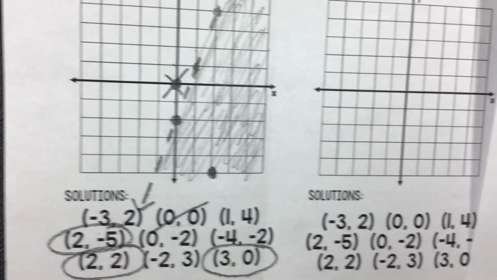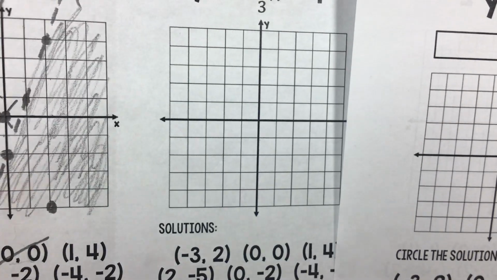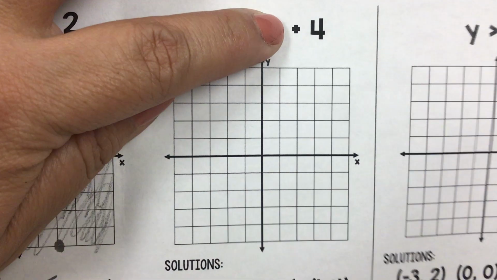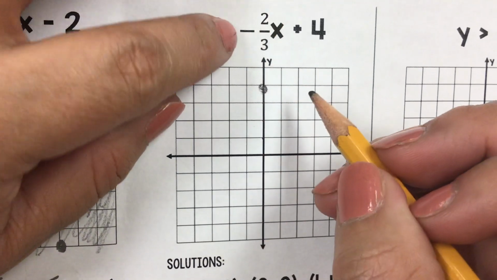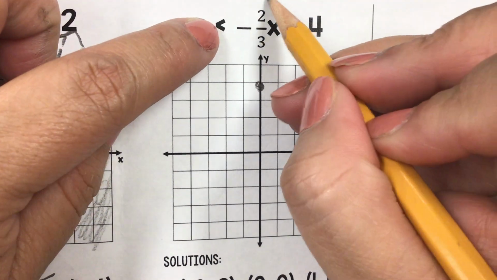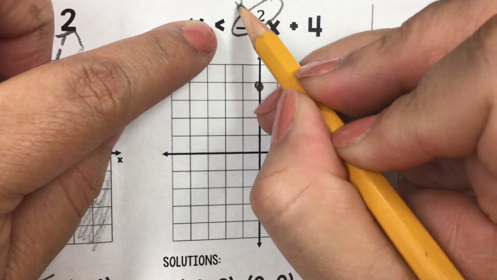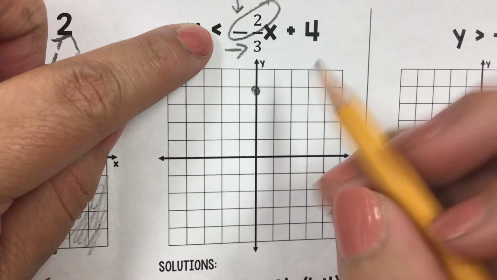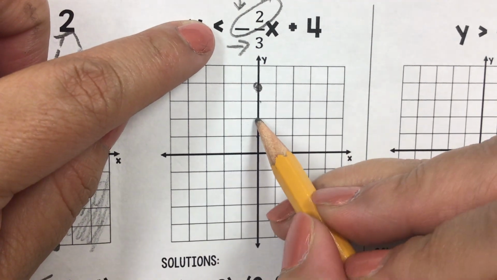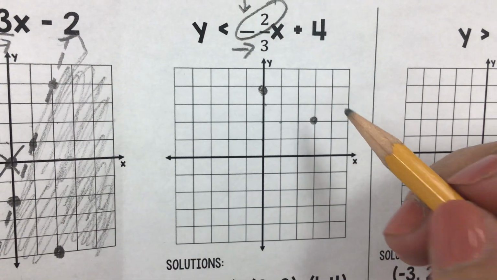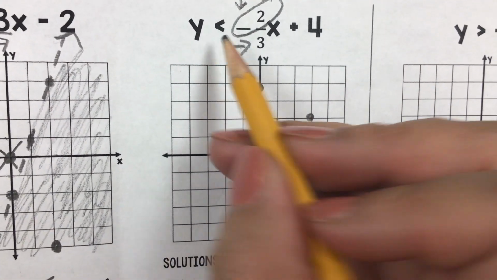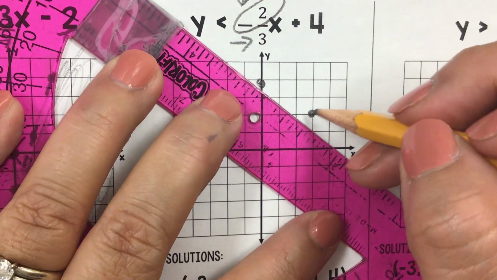Let's go ahead and graph the next inequality. We're going to start at a +4. 1, 2, 3, 4. And this one means that we're going to go down 2 and to the right 3. So down 2, 1, 2, to the right 3, 1, 2, 3. Remember, because there's no line underneath, we're going to make a dashed line.